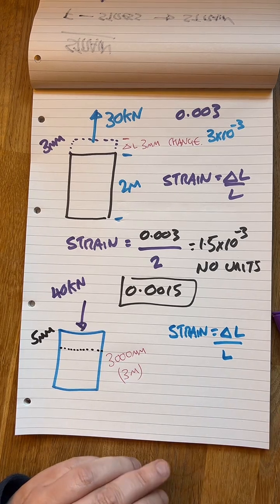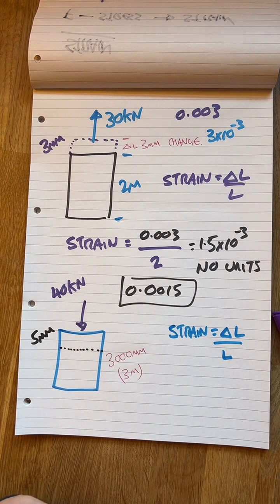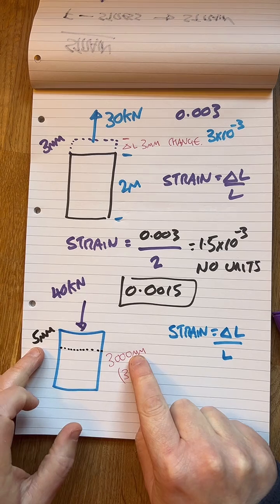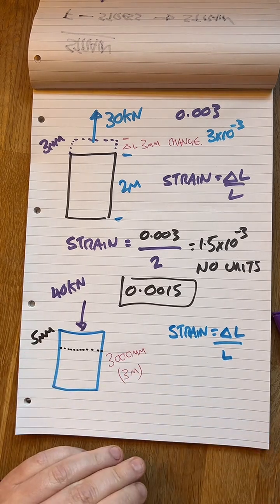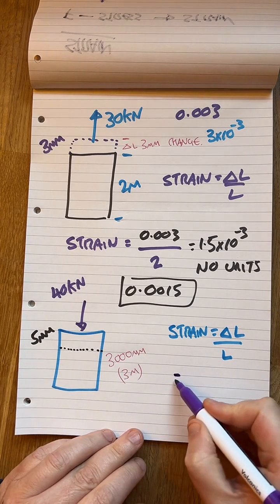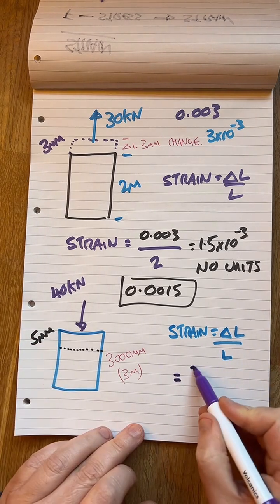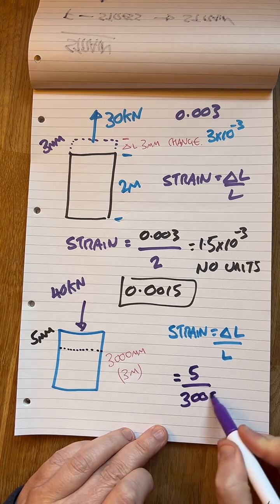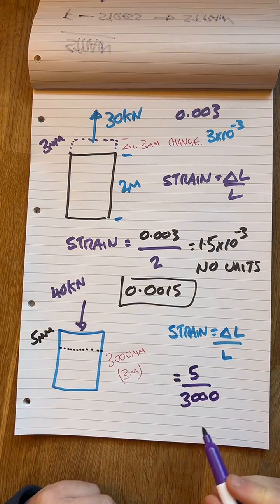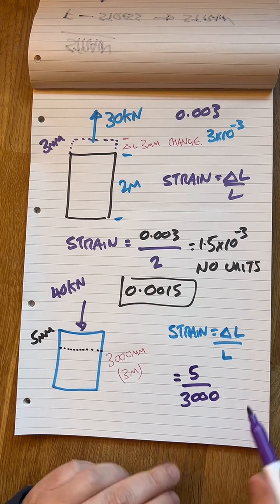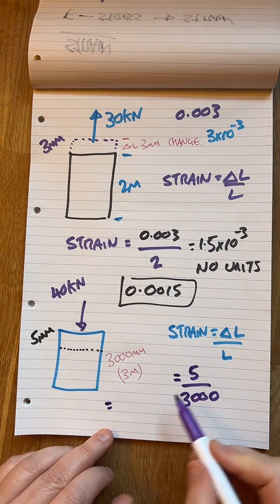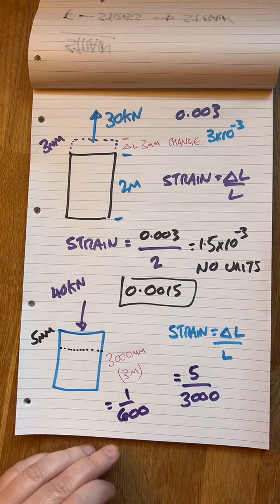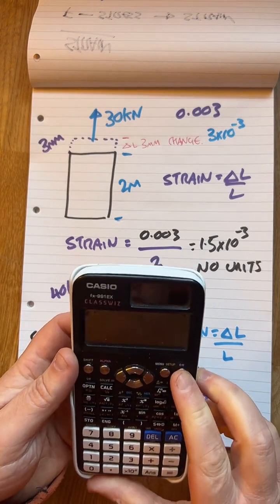As long as we're in the same units, it doesn't matter what we're doing for strain. So I've got millimeters there and millimeters there. I'm going to keep it in the same units. Saves mucking about. The change in length in millimeters was 5, not a lot. Divide by the length in millimeters, which is 3,000. You could convert to meters and get the same answer.